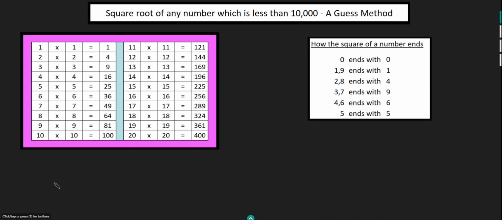Hi, in this video we are going to find the square root of any number which is less than 10,000, and we are going to find this by the guess method. So let's try to understand a few important things that are required for this method.